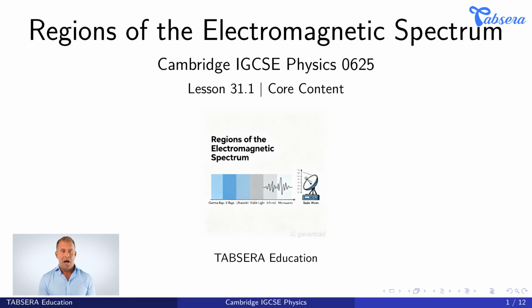Welcome to Cambridge IGCSE Physics, Lesson 31.1, Regions of the Electromagnetic Spectrum. Today we explore the complete electromagnetic spectrum, from radio waves to gamma rays, understanding their order by frequency and wavelength.